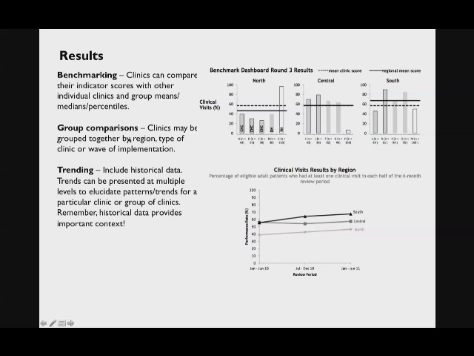Perhaps we want to make group comparisons where clinics may be grouped together by region, type of clinic, or wave of implementation. So we aggregate all of the community health centers, for instance, and see how they're doing over time. I think the best way to communicate results is trending, because if there are historical data, we should always include them, because that provides us with more information, with more context, so that we can make the best interpretations of the data. And it allows us to see certain patterns and trends for particular clinics or particular groups of clinics, so we can make the best decisions.